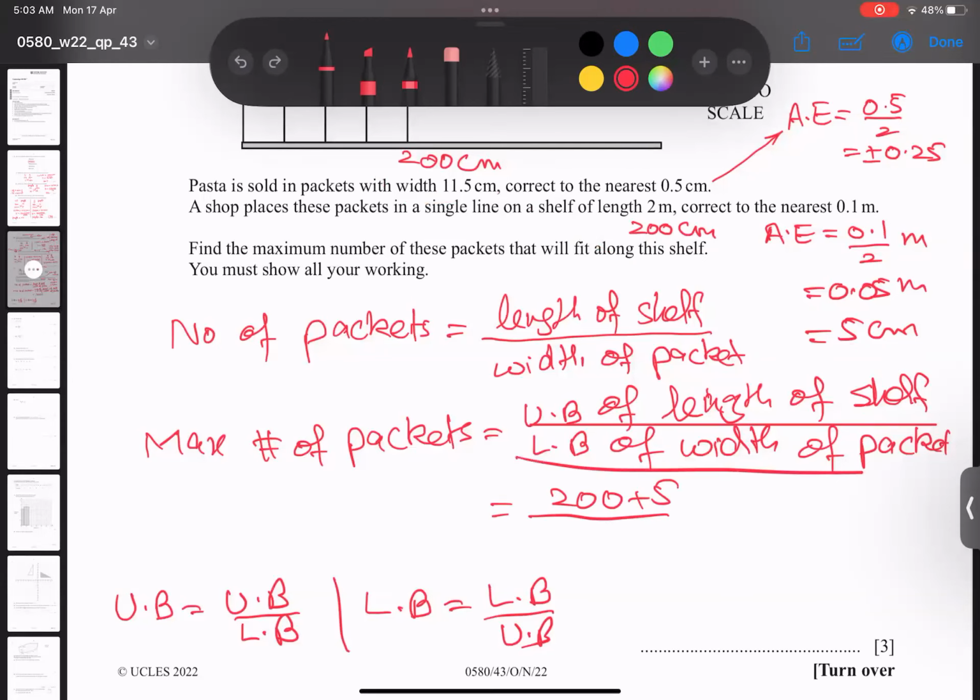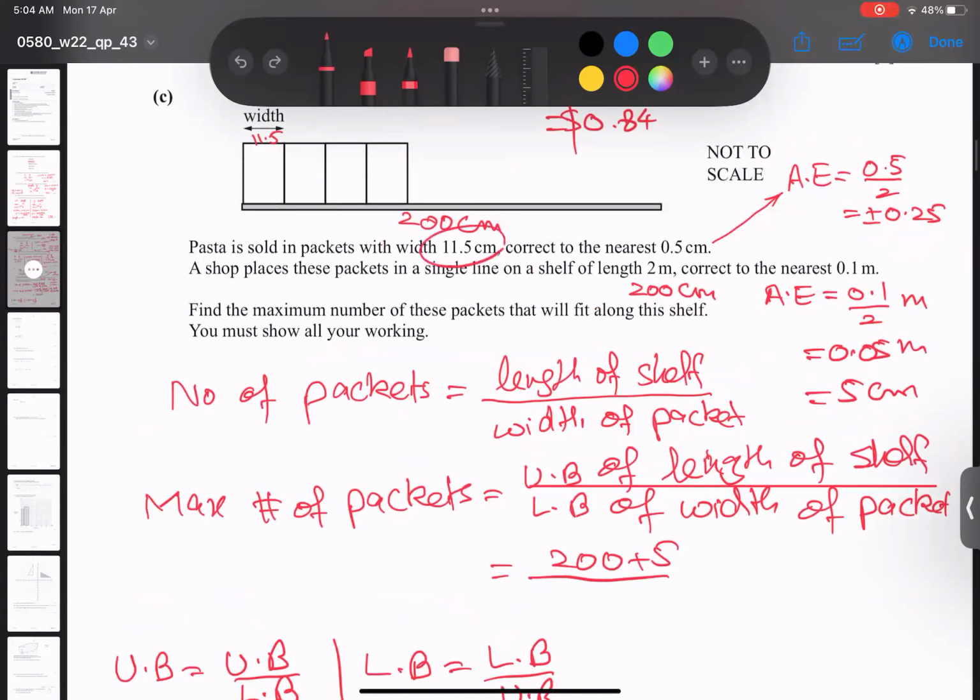And for the denominator, the width is 11.5. If I add, I get the upper bound. If I subtract, I get the lower bound. And I'm looking for the lower bound of the width of the packet. So 11.5 minus 0.25. And I believe the point is very clear.